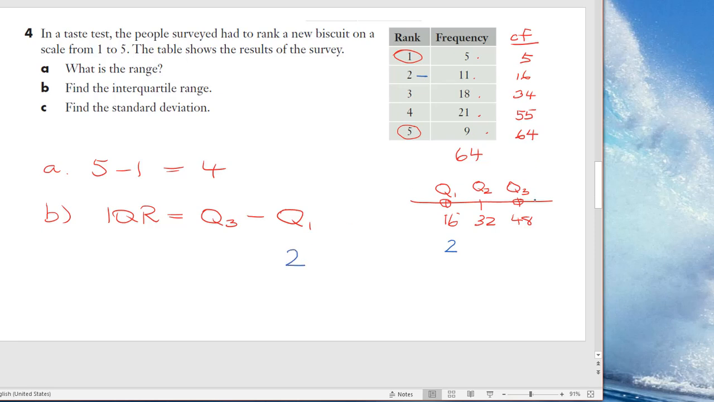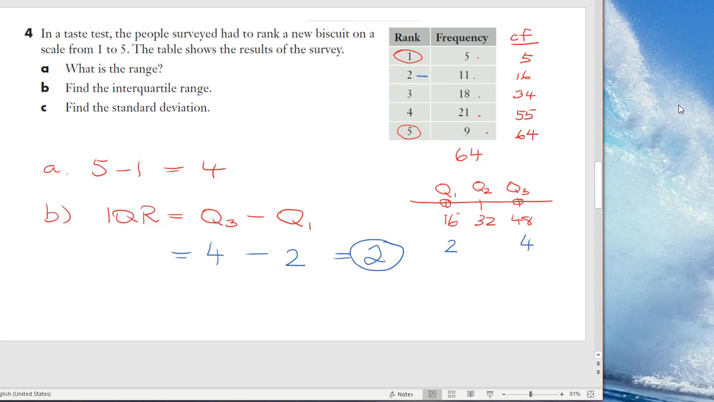The 48th person, well, that will be in this column here, because this column here is up to the 34th. The 35th up to the 55th, which will include 48, is a 4. So Q3 in this case was 4. So our interquartile range, 4 take away 2, is equal to 2. A little bit of math there, of course. There is a way that you can do that on your calculator, and I'll show you at another time.